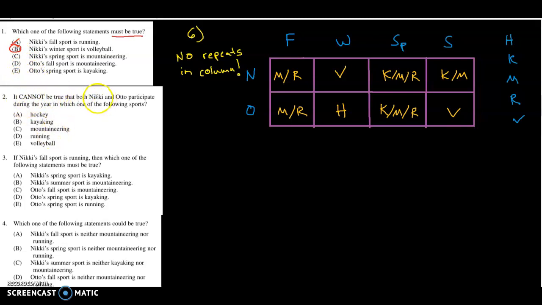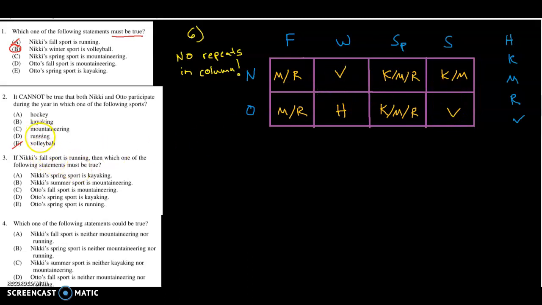It cannot be true that both N and O participate during the year in which one of the following sports. Let's go, but this time let's reverse it around. Let's work our way from E all the way up. So translate this. We can't have volleyball appearing twice in the year. Let's see if that's the case. If that's true, that volleyball does not appear twice, then this would be the correct answer, right? Because we're looking for what it is that they can't both do. Well, we can scratch that out right off the bat. E is clearly wrong because volleyball is in fact the winter for N, and it's in the summer for O. But anyway, okay, so that's out.